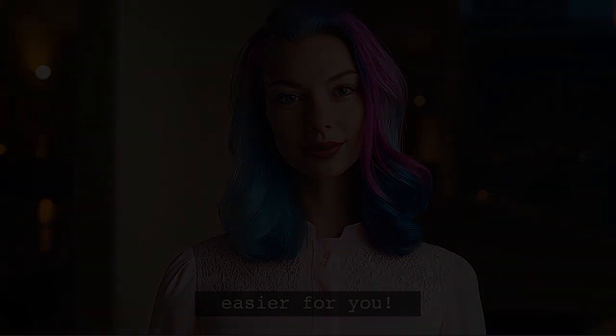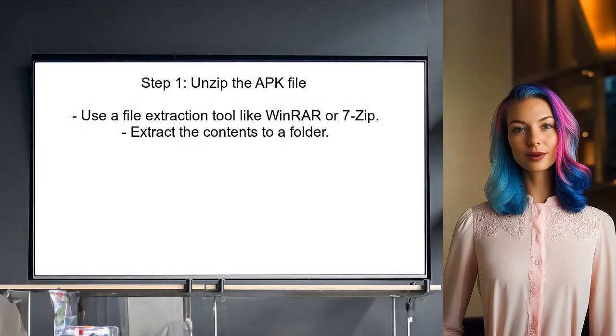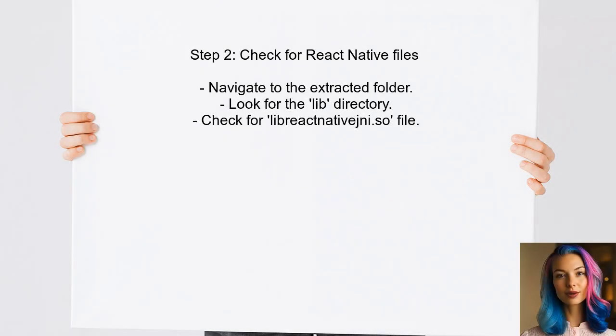To determine if an application uses React Native, the user can start by examining the APK file. First, they should unzip the APK file to access its contents. Next, the user should look for specific files that indicate the use of React Native. They can check for a folder named lib and look for files with the name libreactnativejni.so.